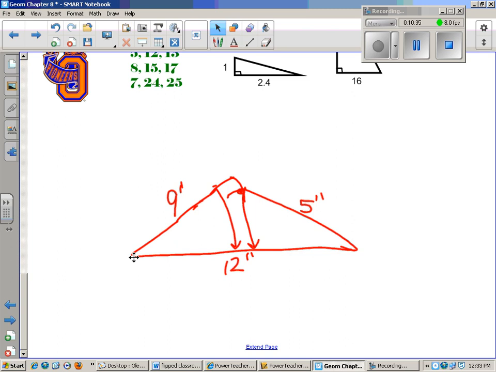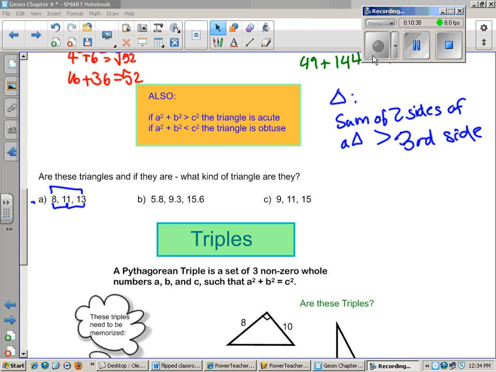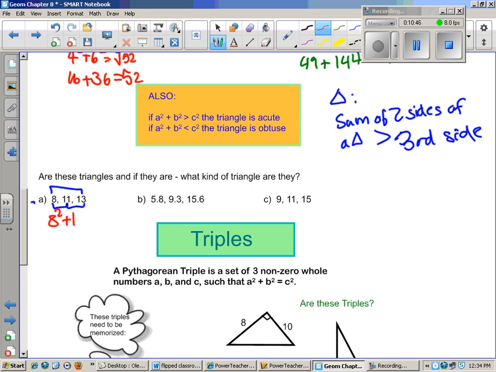So let's see what kind of triangle it is. Which one would be the hypotenuse? 13. So I do 8 squared plus 11 squared, and I don't know if it's going to be equal to, greater than, or less than 13 squared. So 64 plus 121 and 169. 64 plus 121 is 185. 185 is greater than 169. So is it acute, obtuse, or right? Acute, right? If it's greater than, it's acute.